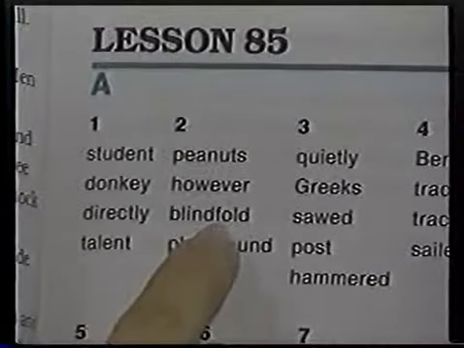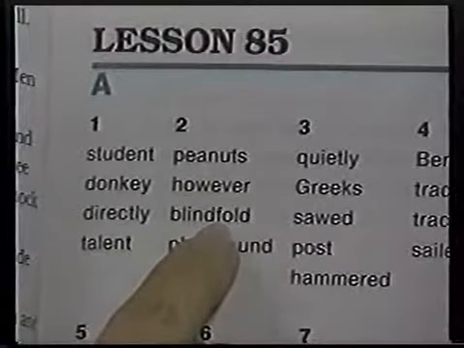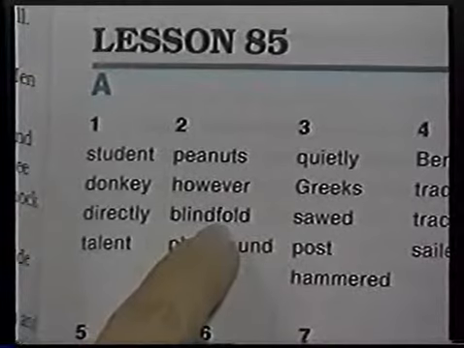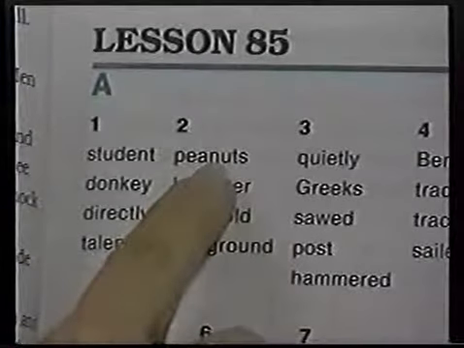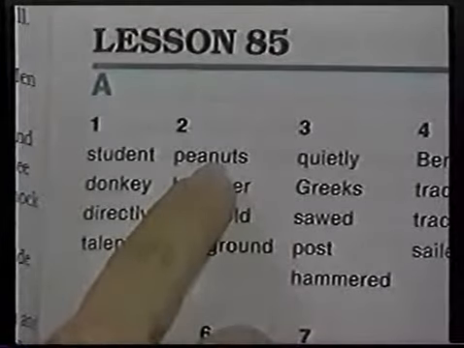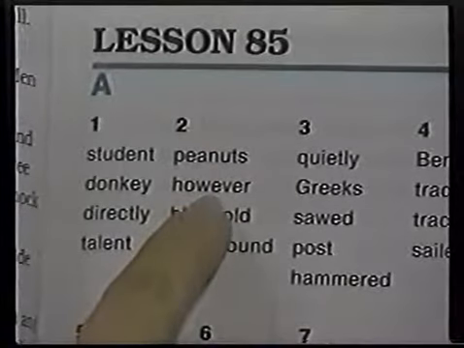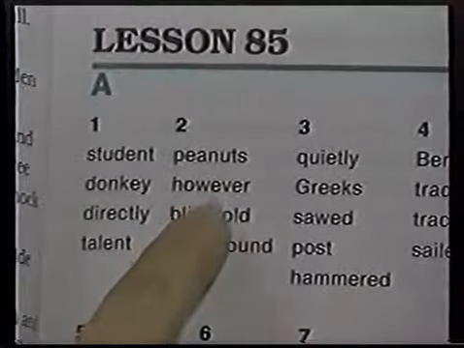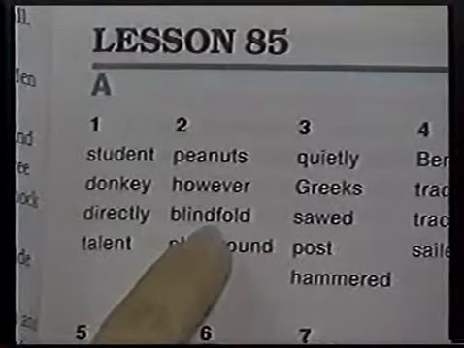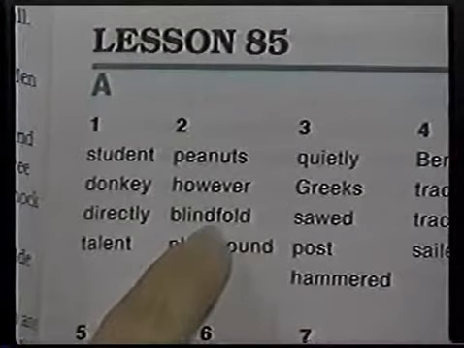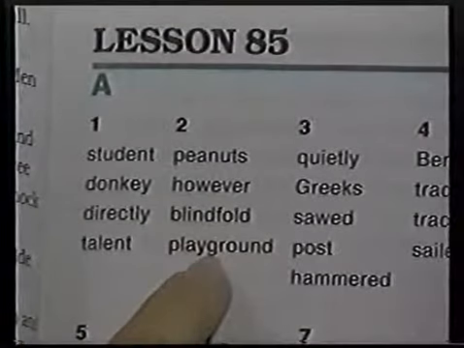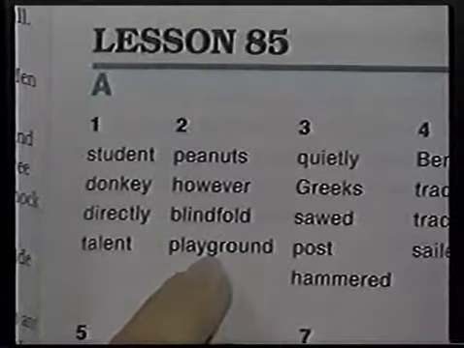B-L-I-N-D-F-O-L-D. What word did you spell? Blindfold. Yes, blindfold. Let's go back up to the top again and touch the first word. What word? Peanuts. Next word. What word? However. Next word. What word? Blindfold. Blindfold. Next word. What word? Playground. Good job.